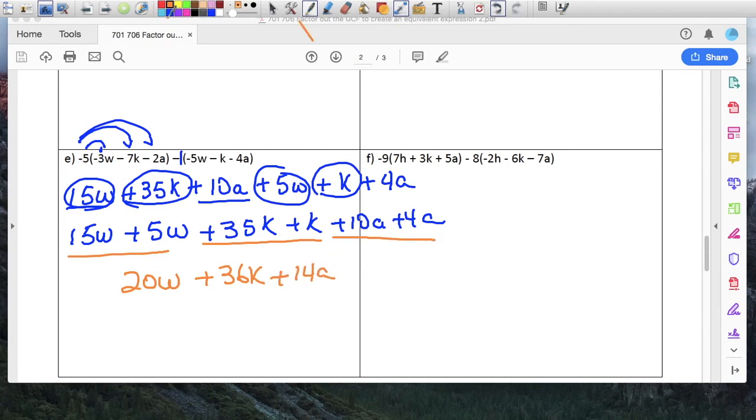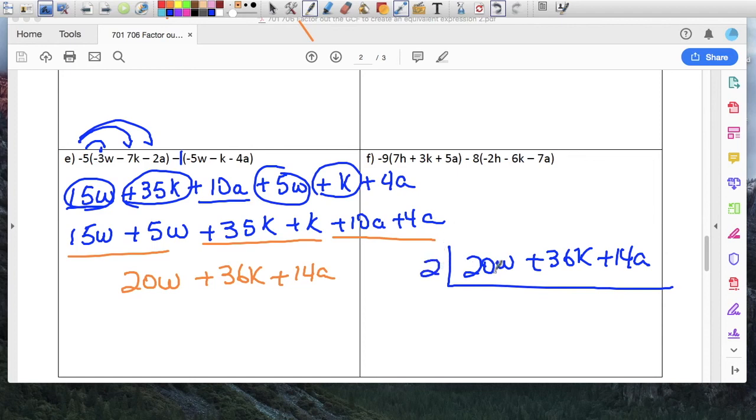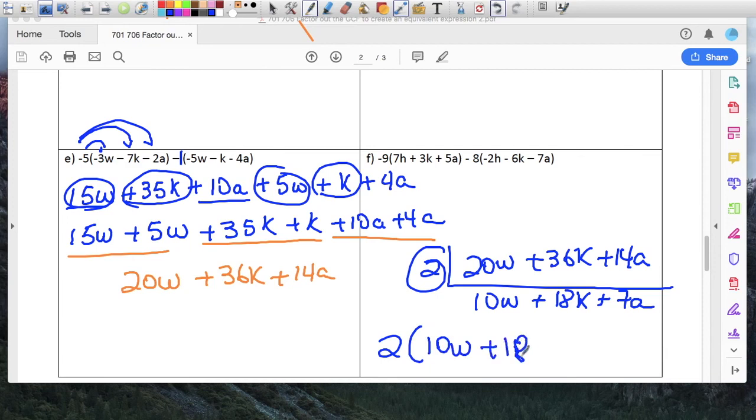With this one, you can actually have a common factor that's not 1. So 20w plus 36k plus 14a, using the ladder method, we can pull out a 2. 2 times 10 is 20w. 2 times 18 is 36k, and 2 times 7 is 14. So our expression is going to get, this GCF is 2, so it's 2 times 10w plus 18k plus 7a.